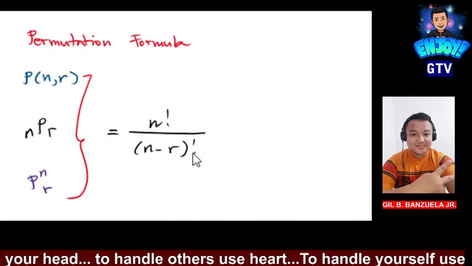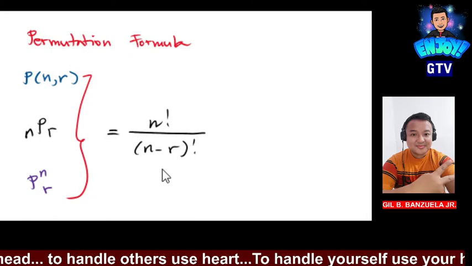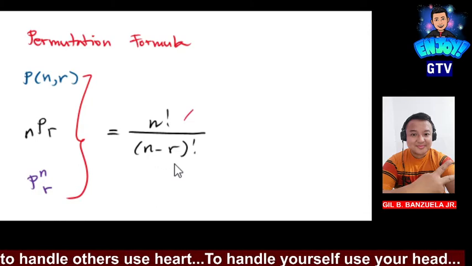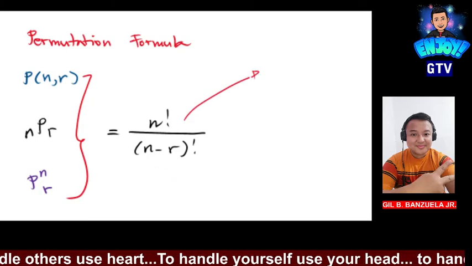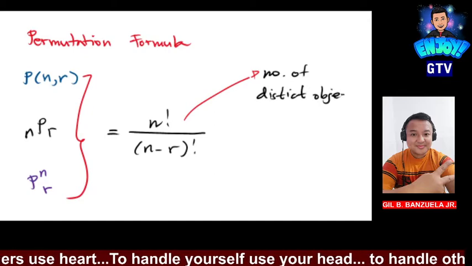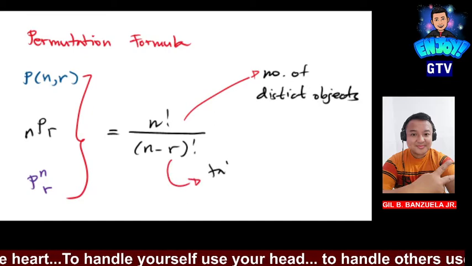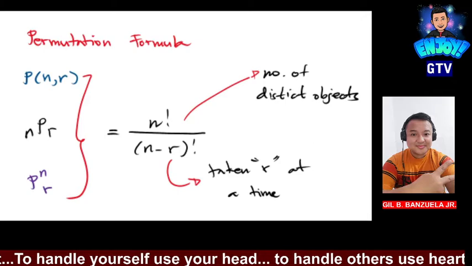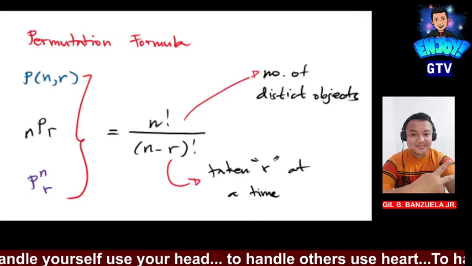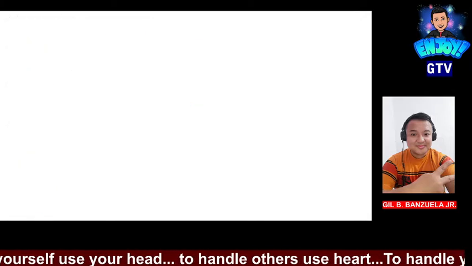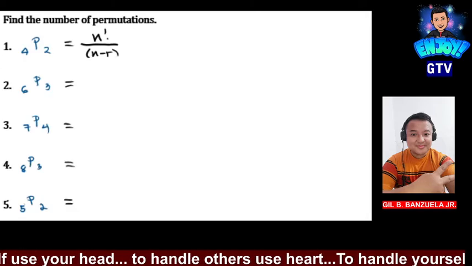This is what we will use in solving permutation problems. Where n factorial, or n, would be the number of distinct objects and r are the objects to be taken at a certain time. So let's try to have some sample problems.